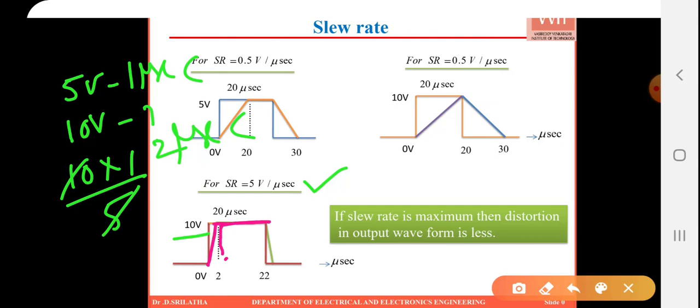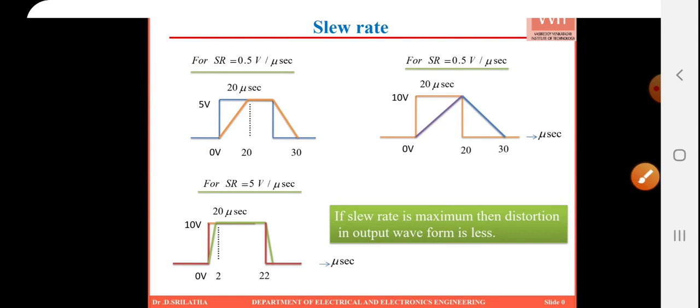Again at this instant the input falls down, shown by the maroon color waveform. Then again it requires 2 more microseconds to fall from 10 volts to 0 volts. So like this we can change the waveform. We can change the waveform produced by the operational amplifier by this slew rate.